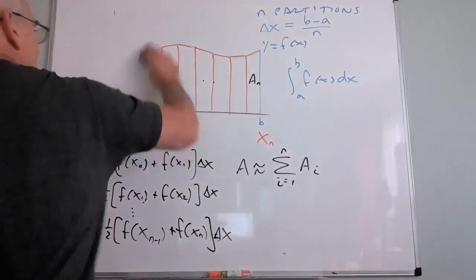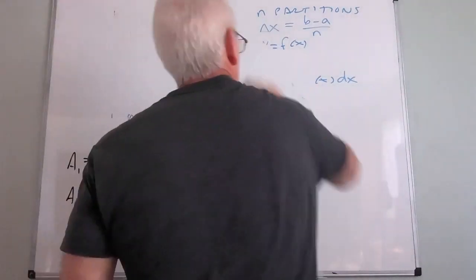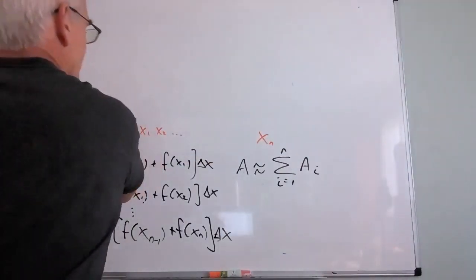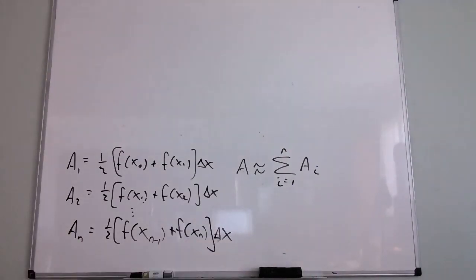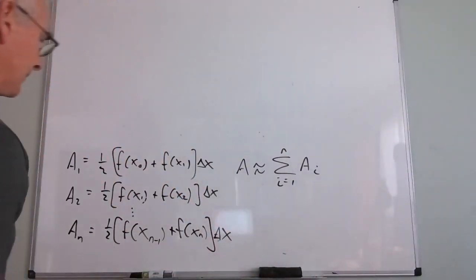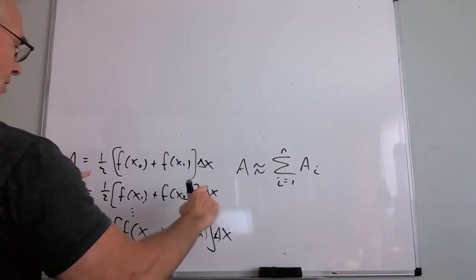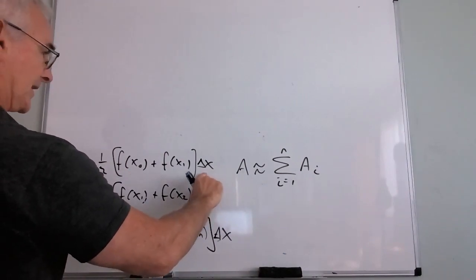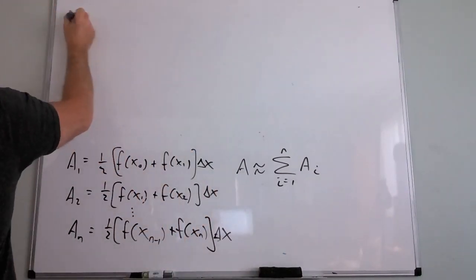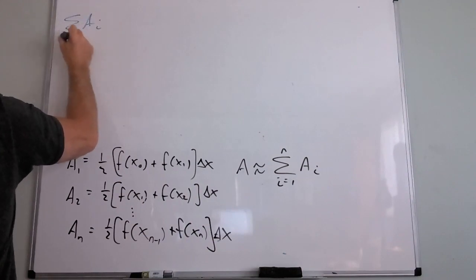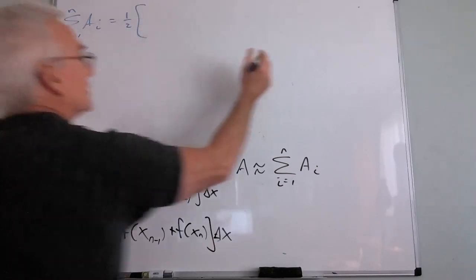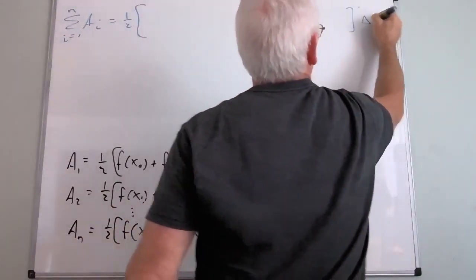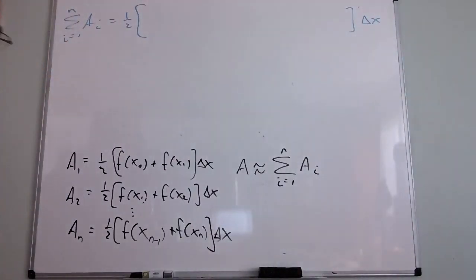I'm going to erase this. I'm going to produce a formula that may or may not be terrible. But when I add all these together, you do notice something. First of all, I can factor out the 1/2 and the delta x. So the sum of the Ai's, let's write it as 1/2. So now what goes inside?